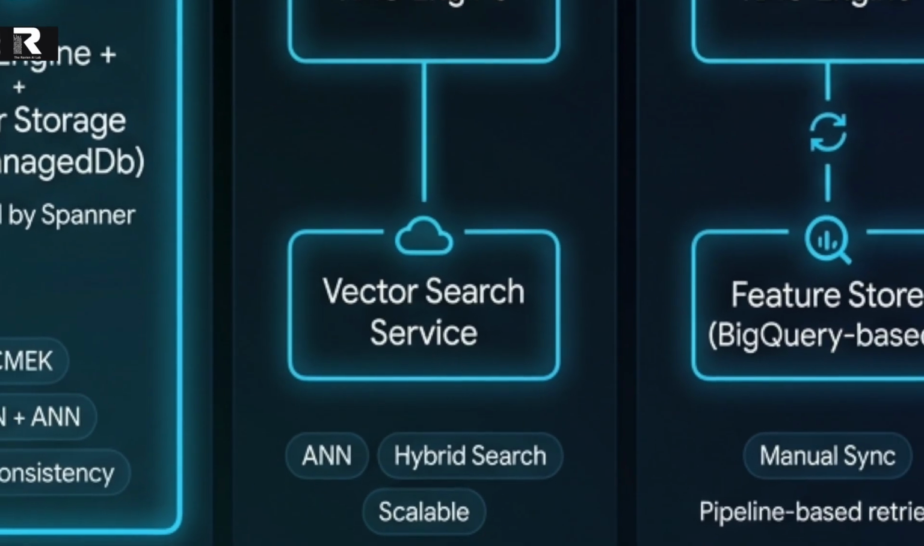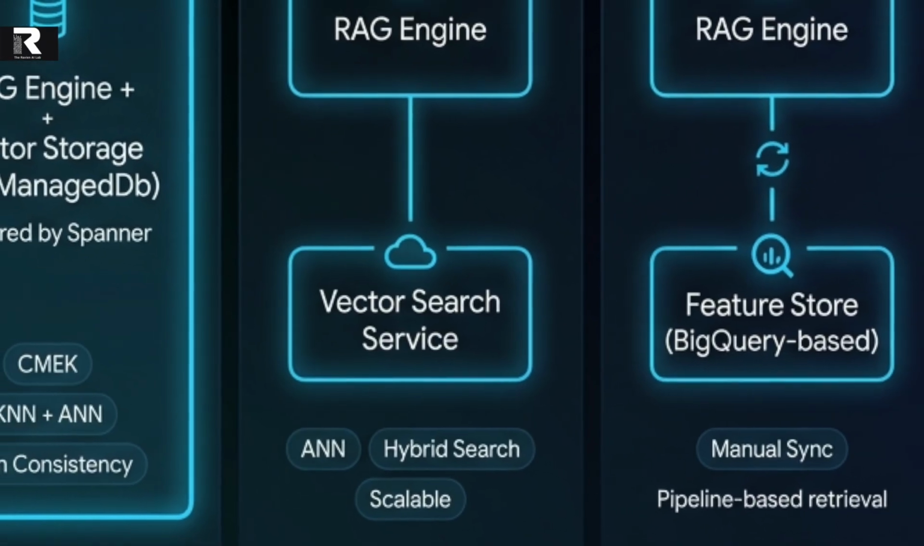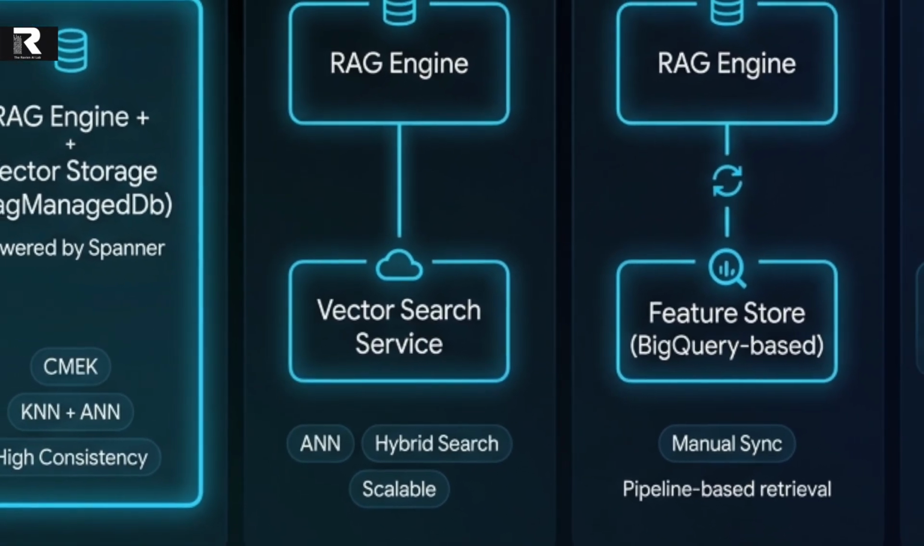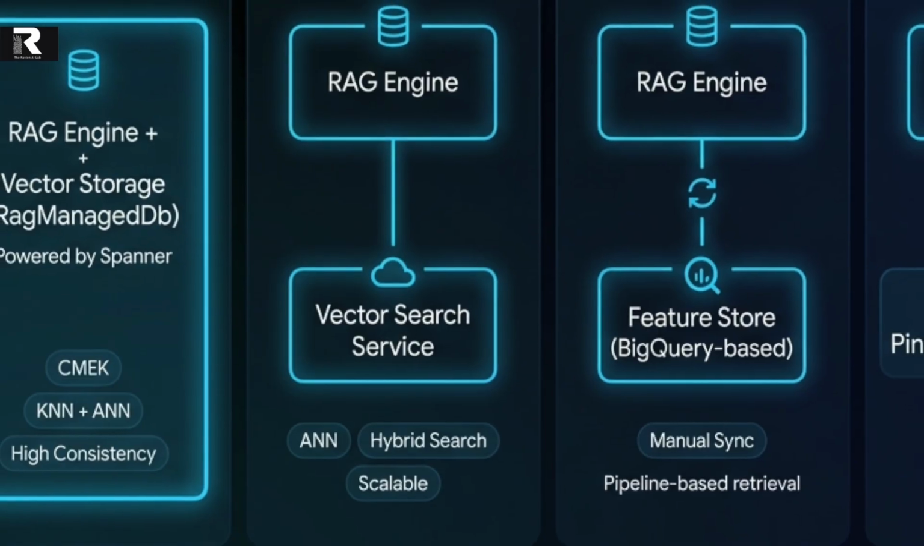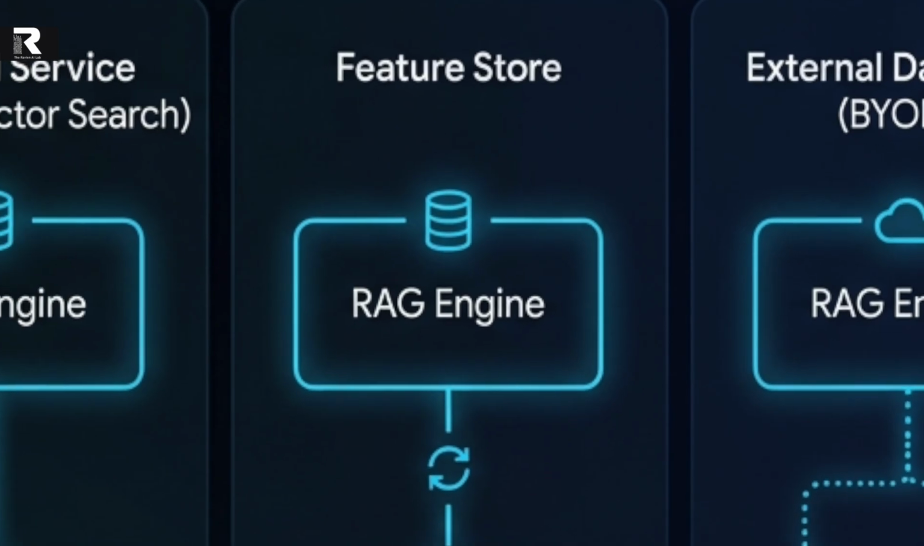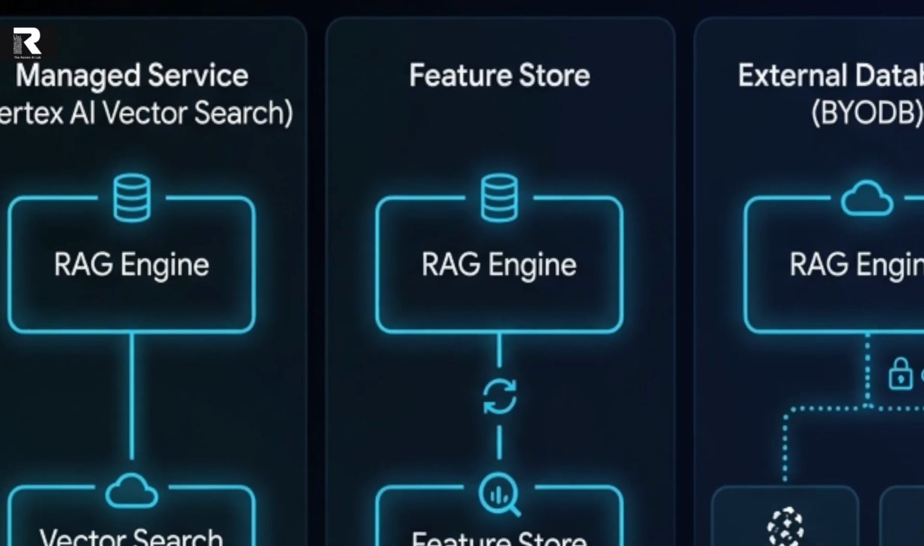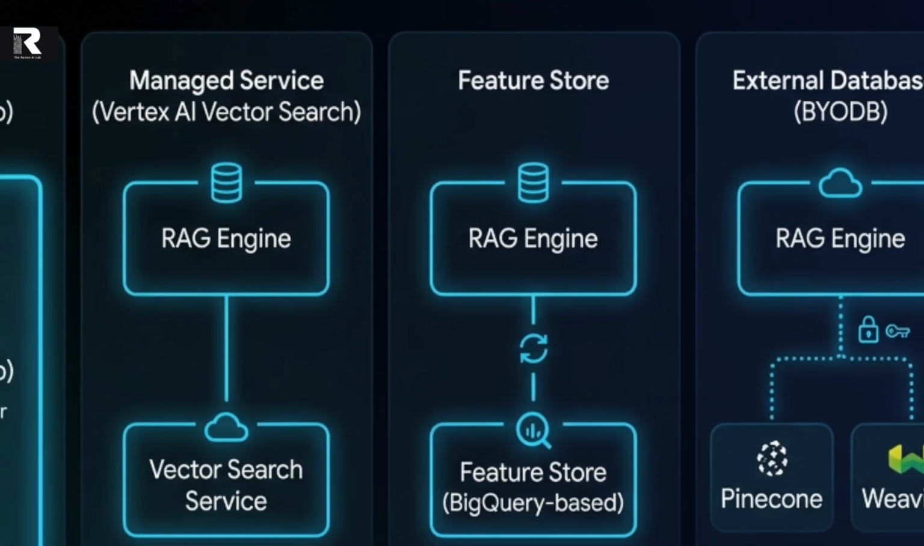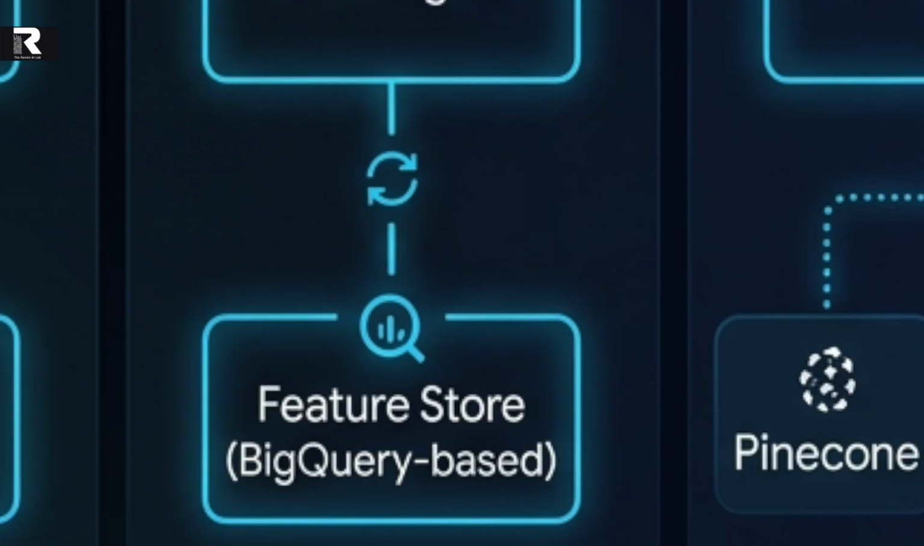Trade-off: updates to index data are not always immediately reflected. Best suited for large-scale, ML-driven RAG applications. 3. Feature-based option, Vertex AI Feature Store, Preview. This option is designed for ML-centric architectures, where embeddings are part of a feature pipeline.